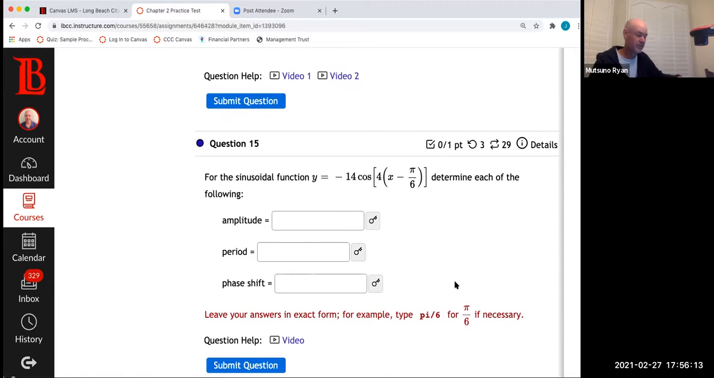All right, so for this one, sinusoidal, that's just a fancy way of saying it's a sine shape, a sine wave shape. So a cosine wave would be sinusoidal. So the amplitude in this case is going to be 14. Remember, we dropped the negative. The period in this case is going to be 4 right here, 2 pi divided by 4. So that's going to be pi over 2.